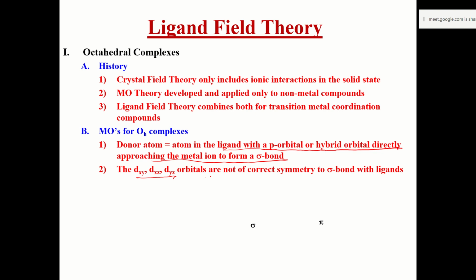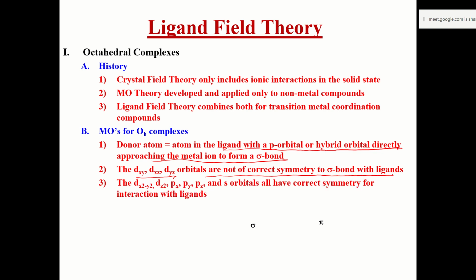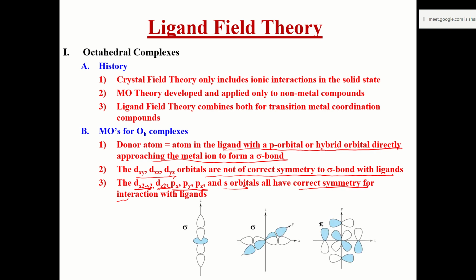dxy, dyz, dxz orbitals are not of use for sigma bond. So along the axis कौन से काम आएंगे? dx square minus y square, dz square, px py pz, and s orbitals. So these are having correct symmetry to form the sigma bond. Okay, so these are the metal orbitals which can be used for formation of sigma bond.